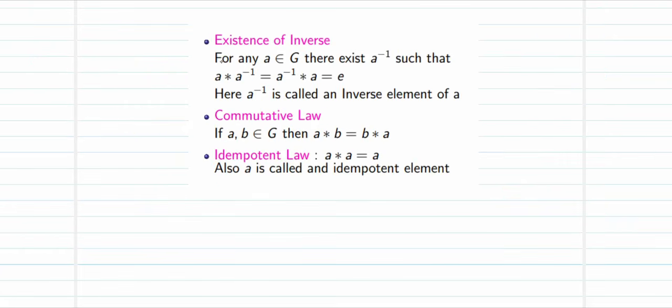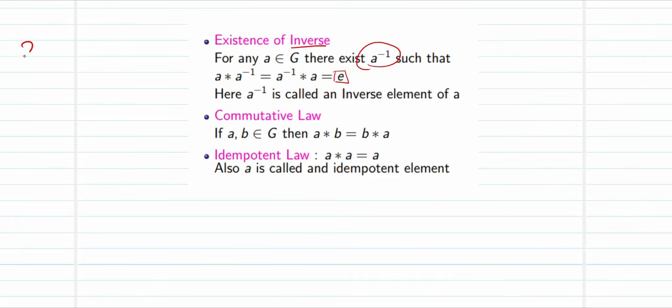Next comes the existence of inverse. What do we mean by inverse? For every element A belonging to G, there is going to be an element denoted by A with a power of minus 1, called A inverse, which satisfies the property that A star A inverse and A inverse star A give us the identity element E. So the reflection of one element back to its inverse must give us the mirror. So this is going to be our inverse.